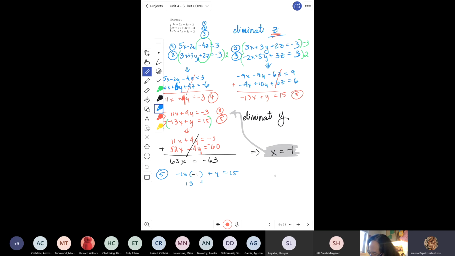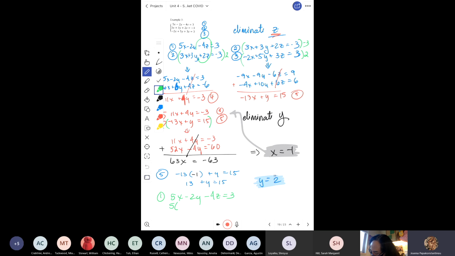And I'm substituting in -1 for x. That gives me 13 plus y equals 15. So what is y? 2. And I have x and I have y. What am I going to do with that? One of the original equations. I'm trying to solve for z. Doesn't matter. Do whatever you want. I'm going to do it in equation 1. But it doesn't matter.